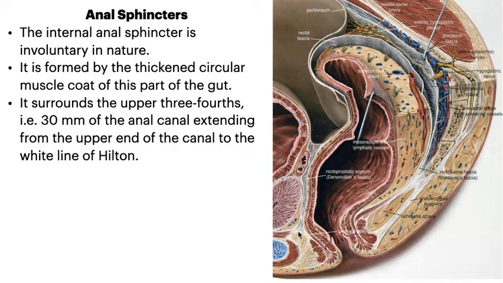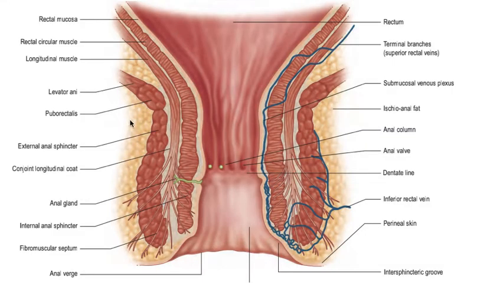Now, coming to the anal sphincters, we have the internal anal sphincter and the external one guarding the anal canal. The internal anal sphincter is involuntary in nature, formed by thickened muscular circular coat, and it is surrounding the upper 3/4 or 30 mm of the anal canal, extending from the upper end of the canal to the white line of Hilton. Here you can see this is your internal anal sphincter, this is your external anal sphincter. What is this intervening? We'll do further on.